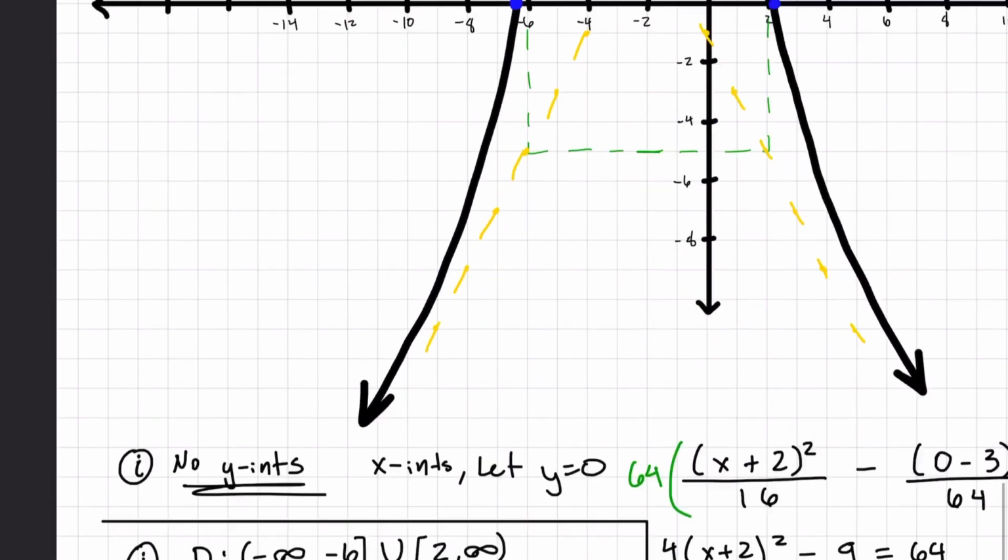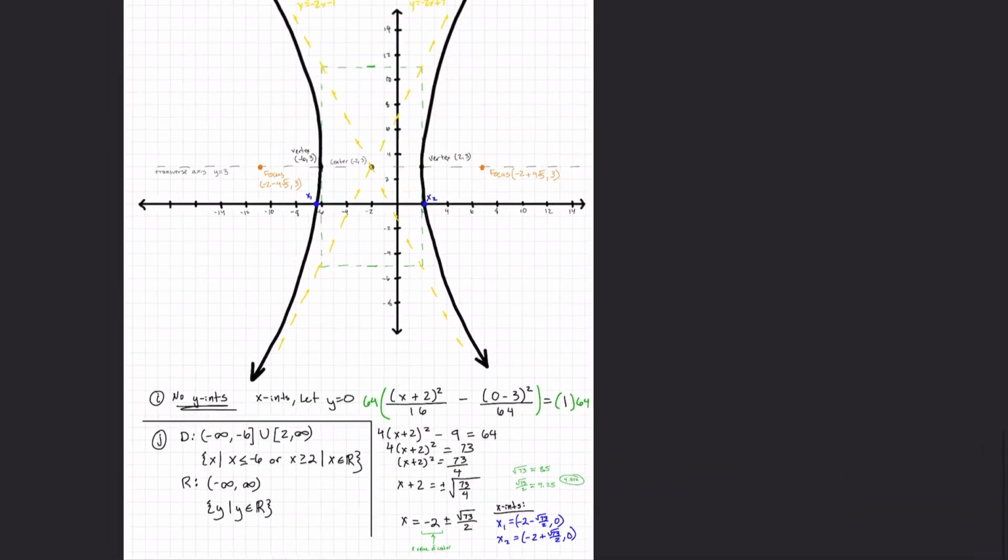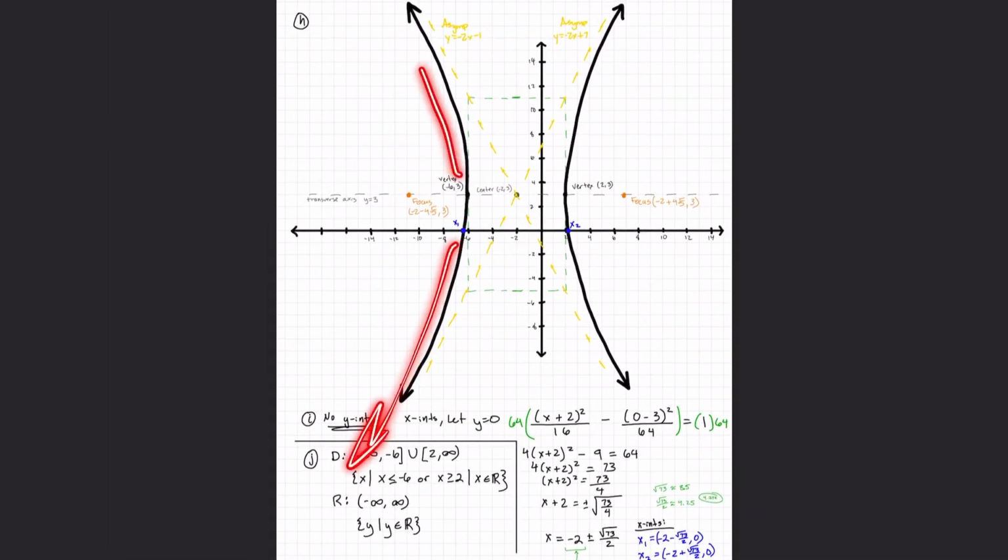All right, and then our range, we're going to go down forever and ever and up forever and ever and everywhere in between. So it's negative infinity, positive infinity, or y is all real numbers.